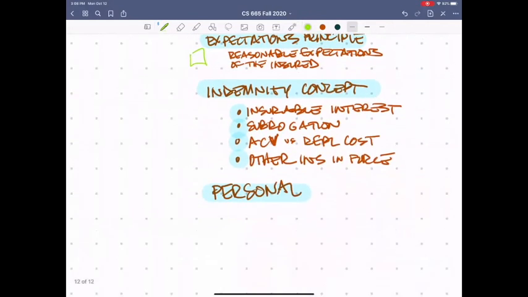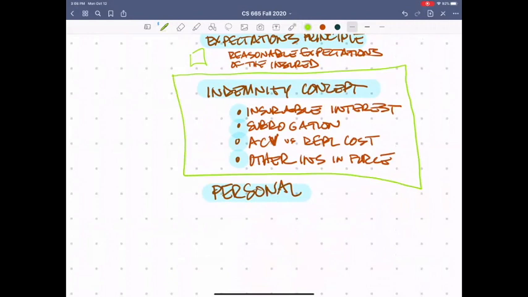The next section deals with this principle of indemnity. And the word indemnity essentially means to make whole. And this concept of indemnity, to make whole, is also why insurance settlements are not taxable.